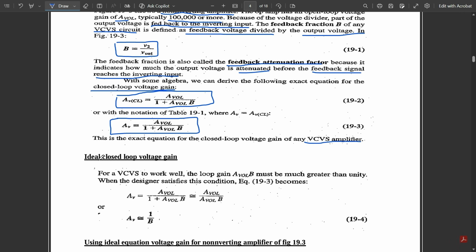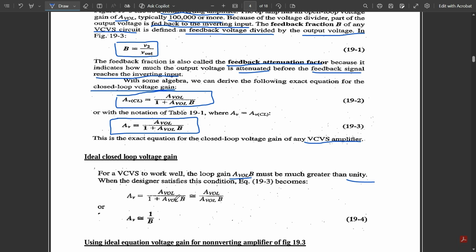Now, at the ideal state, what is the change in the closed loop voltage gain? You see here, for a VCVS to work well, the loop gain, AVOL into beta, should be much greater than unity. When the designer satisfies the condition, that is, when this is much greater than one, then what happens here?